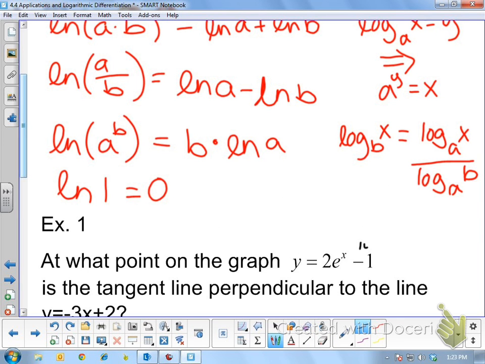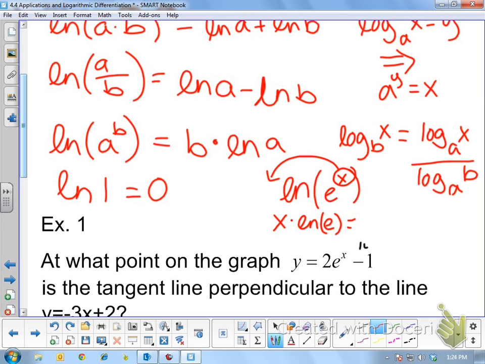What if I'm running out of room? I should have left more room for my natural log rules. What if I do natural log of e to the x? What happens when you natural log e? It gives you 1, but where we have this exponent out front, we have x times natural log of e, which is x times 1, which is x. Basically, since natural log and e are opposites, I could have just canceled those out and said this equals x.